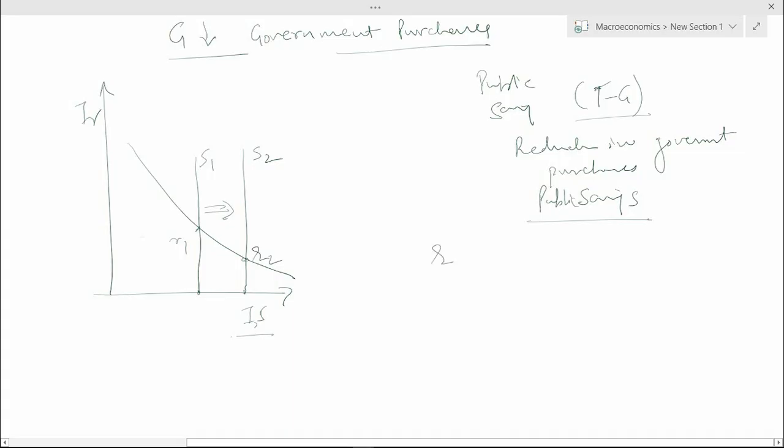The savings curve shifts to the right. As the savings curve shifts to the right, the interest rates reduce. So R2 is less than R1. So a reduction in interest rates would increase investments.